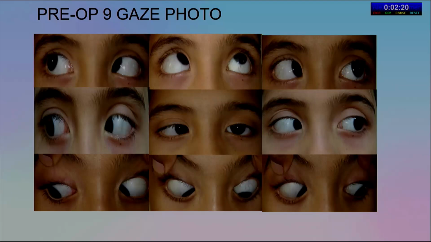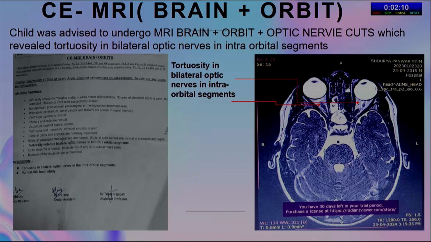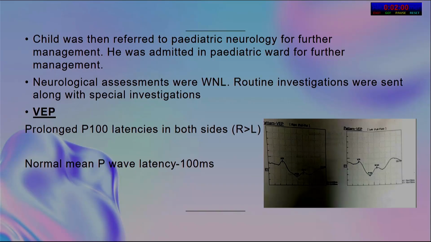This was the pre-op 9-gaze photo of the patient showing right eye esotropia. CE-MRI brain plus orbit was done for the patient, which revealed bilateral optic nerve tortuosity in the intraorbital segment. The child was then referred to a pediatric neurologist for further follow-up, where he underwent various neurological assessments to rule out any other associated intracranial pathology. VEP was done, which showed prolonged P100 latency on both sides, right more than left.